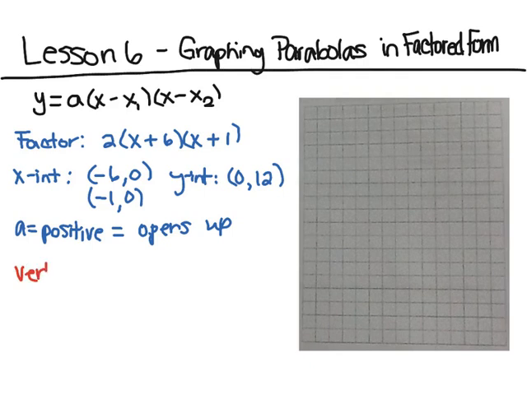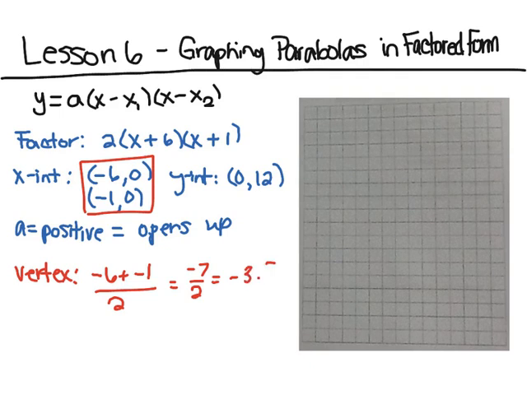So to find our vertex, we have our 2 x-intercepts with the y's the same, so we're going to add together our x's and divide by 2, and we should get negative 7 over 2, which is negative 3.5. And now we're going to find our y value by plugging it into our formula. So 2 times negative 3.5 plus 6 times negative 3.5 plus 1. Or you can put it into your original equation. It doesn't matter. We can do both. Let's just do the first one.